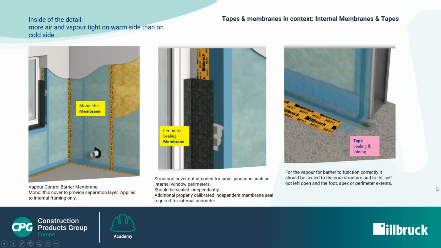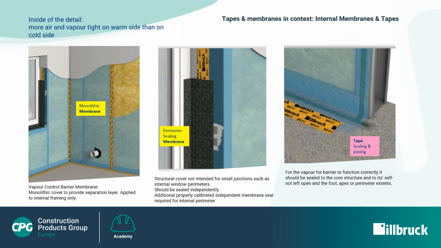Here we can see how the internal air and vapor tight line is formed with the primary vapor barrier membrane interfacing with the internal window perimeter sealing membrane. Vapor control barrier membranes are monolithic coverings to provide the separation layer and are applied to the internal framing only. Structural coverings such as this are not intended for small junctions such as internal window perimeters, and they should be sealed independently to the structure with the use of a proprietary tape and adhesive system.